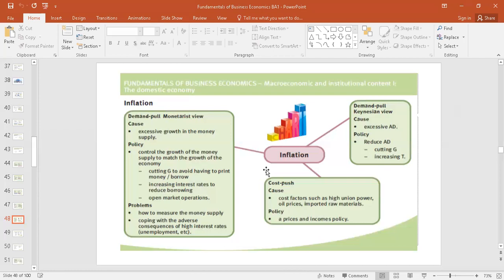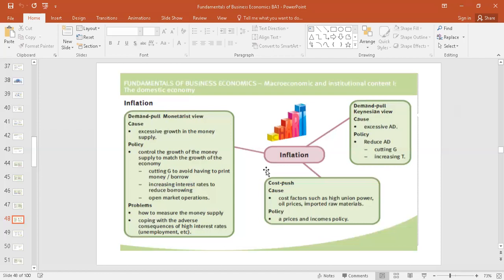How to measure how much money supply is present in the economy is one problem in the ways in which inflation can be cut down. Coping with the adverse consequences of high interest rates: when the interest rates increase, see, this is all a cycle. When the interest rate increases, the productivity activity reduces. When the productivity activity reduces, automatically it will result in a decrease in the demand for labor as well. That is how unemployment is created. That all goes into a cycle. Okay? So that is what we see here, unemployment, etc.